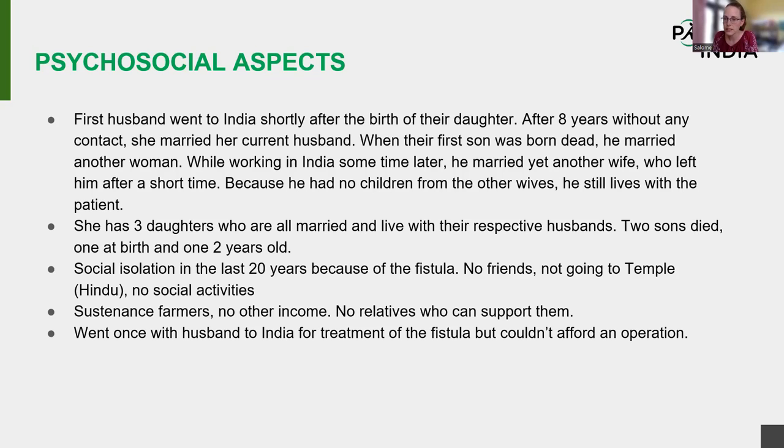Also social activities in the village were not possible for her so far. They are subsistence farmers. They have no other income. Her husband is too old now to go somewhere else for work. So they are just at home. Their relatives, their daughters, they don't have any possibility to actually support them. Once they went to India together for fistula treatment, but they couldn't afford it. And so she was then living several more years with fistula.